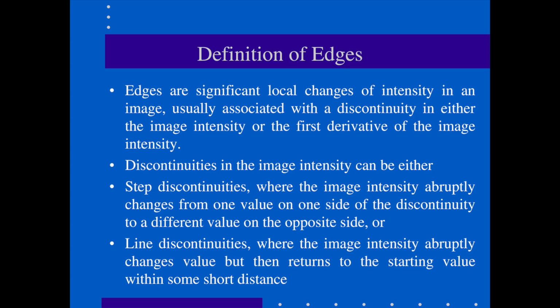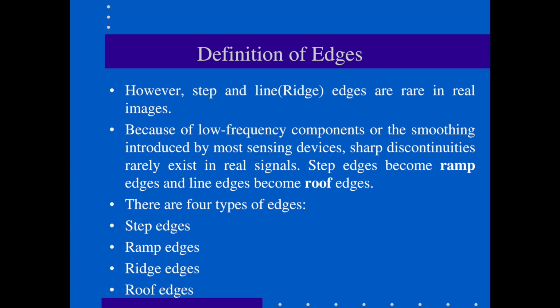Whereas the line discontinuity is where the image intensity abruptly changes value but then returns to the starting value within some short distance. However, step and line or ridge edges are rare in real or practical images, because of low frequency components or the smoothing introduced by the sensing devices. Sharp discontinuities rarely exist in real signals. Thus, the step edge becomes a ramp edge and line edges become roof edges. So, there are four types of edges: step edges, ramp edges, ridge edges, and roof edges.